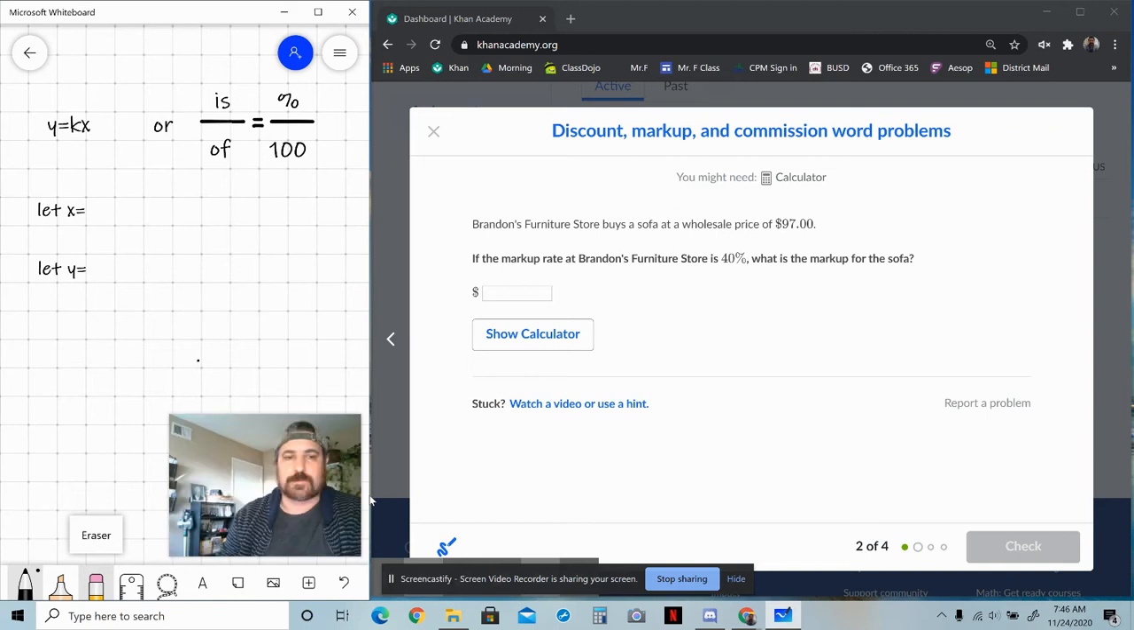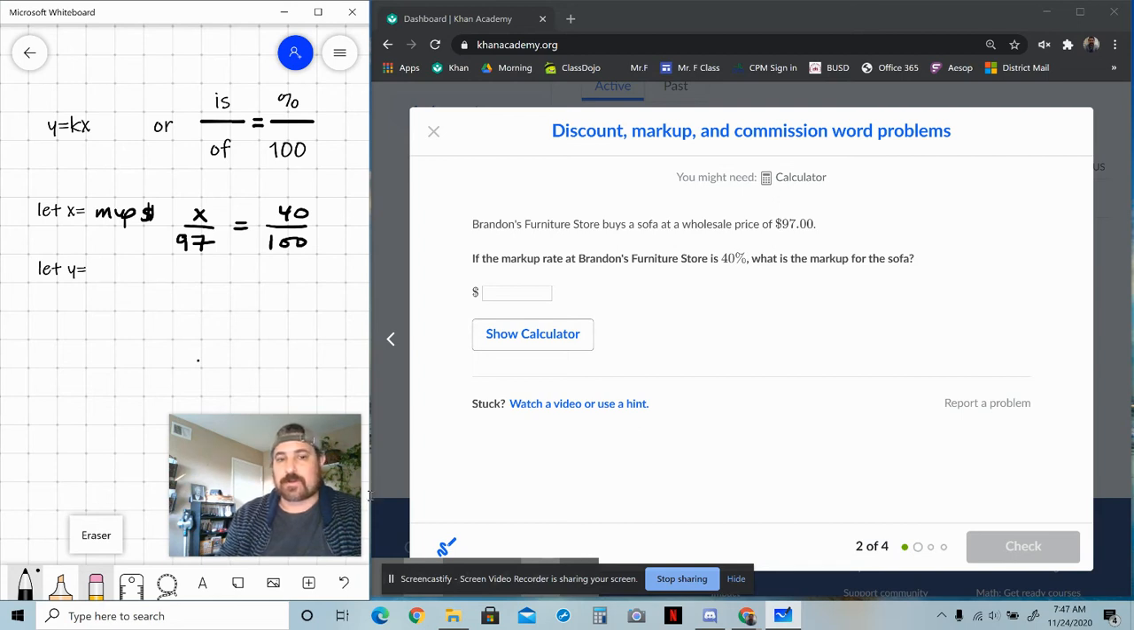You could just do the is over of equals percent over 100. And if you did that, you just say, okay, it's 40 out of 100, which is 40%, is equivalent to what markup amount out of the 97. When you solve for the x in this case, what the x is going to be is just the markup dollar amount. So when you solve that, you're going to find out how much the dollar markup actually is, like how many dollars they raise the price.